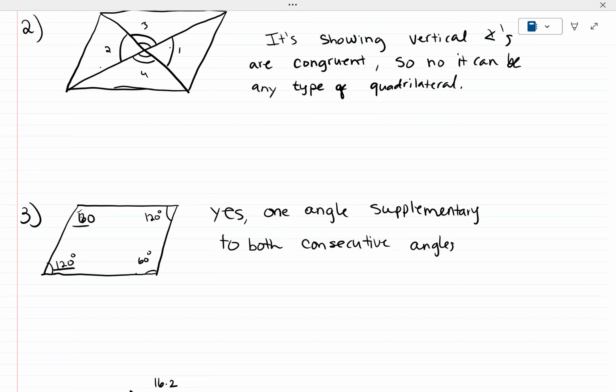So these angles are consecutive, and then opposite angles are congruent.